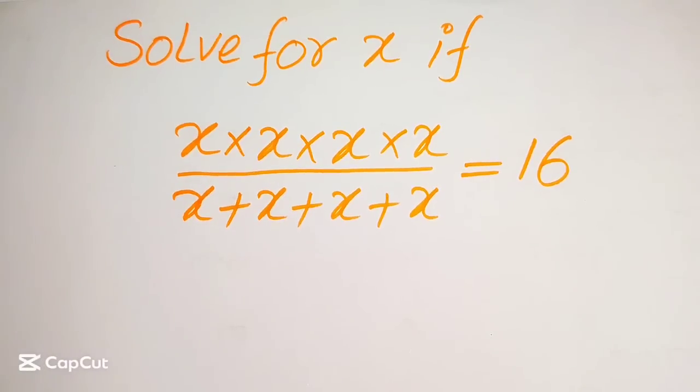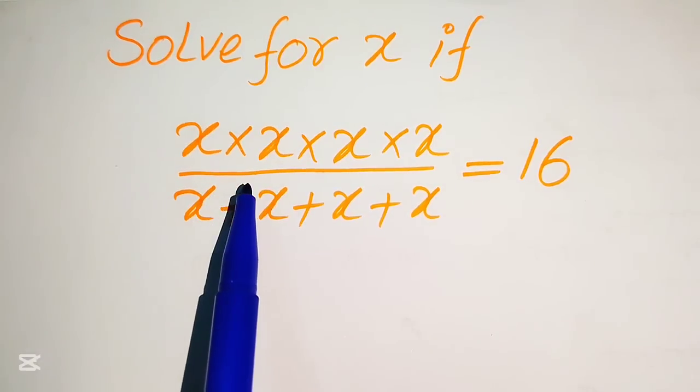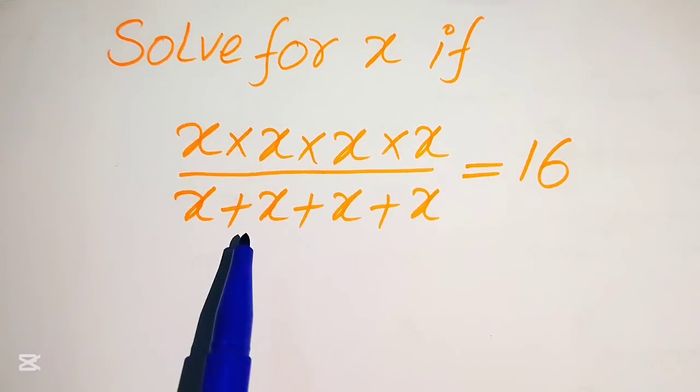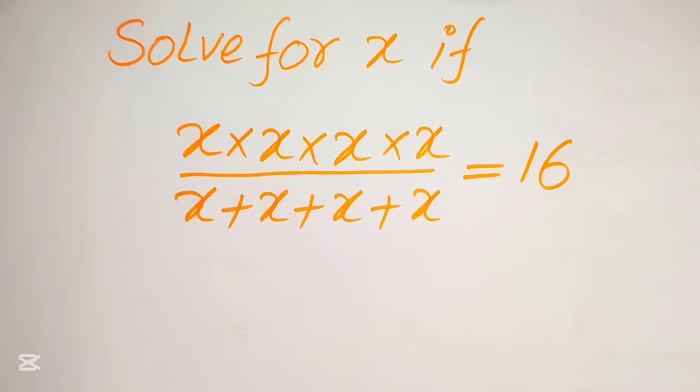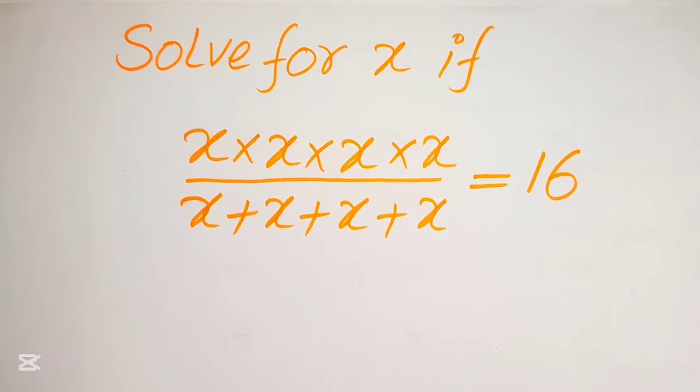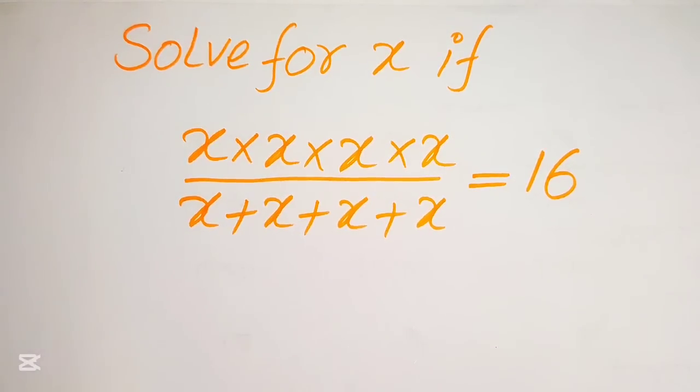Everyone, welcome to solve this nice math Olympiad algebra problem. So here we have x times x divided by x plus x equals 16, and we solve this problem for the values of x. So here in this problem we will find all the roots which satisfy this equation.